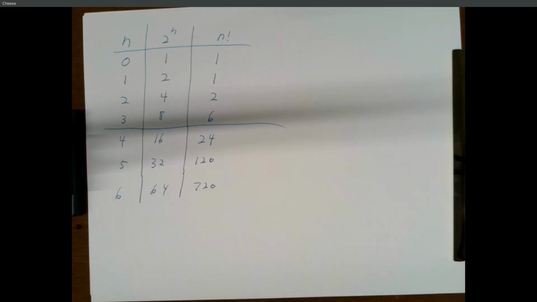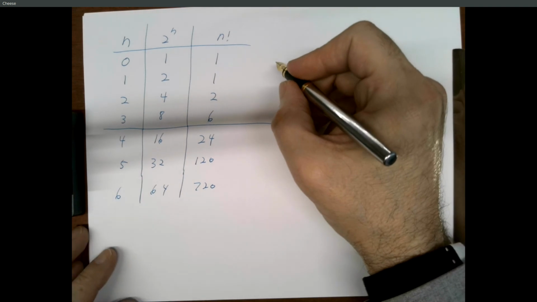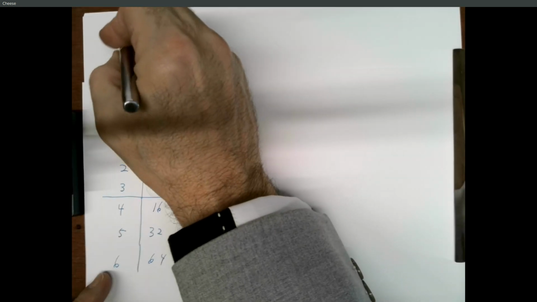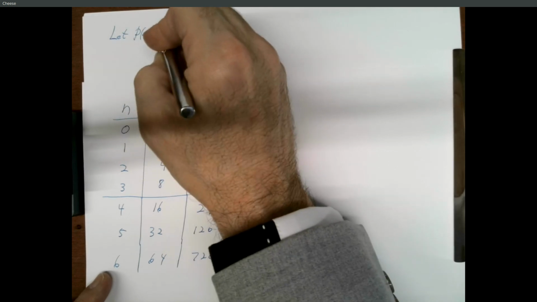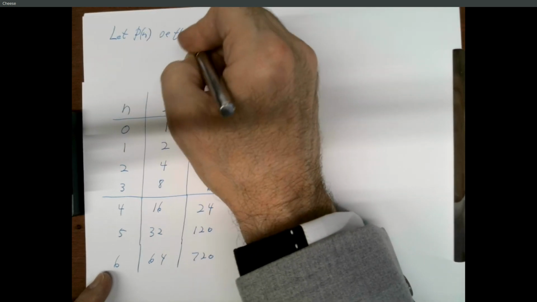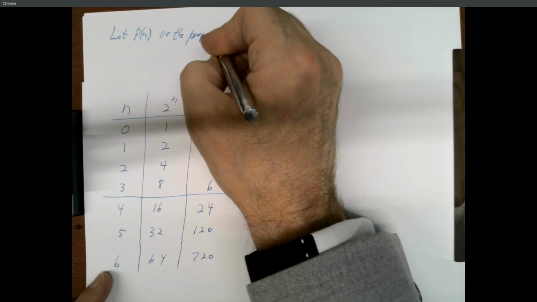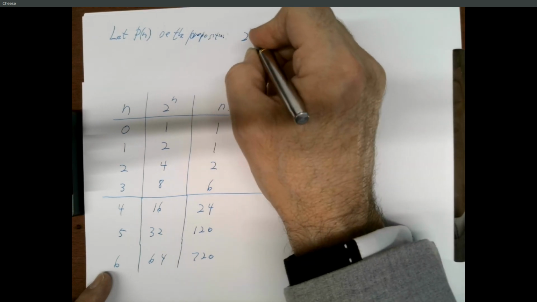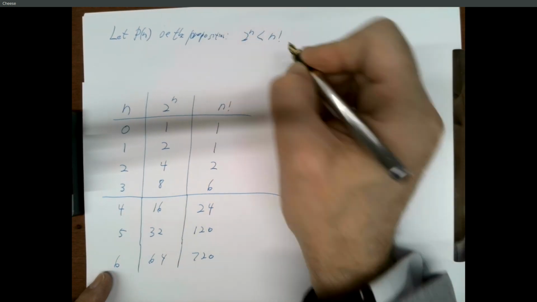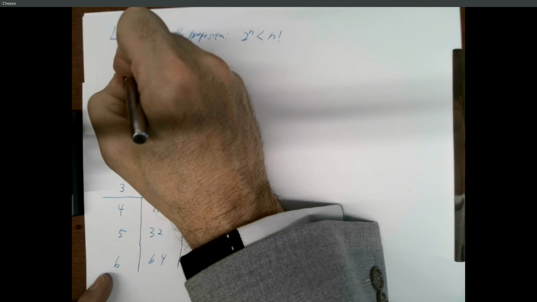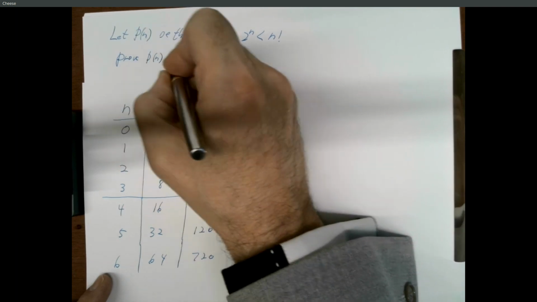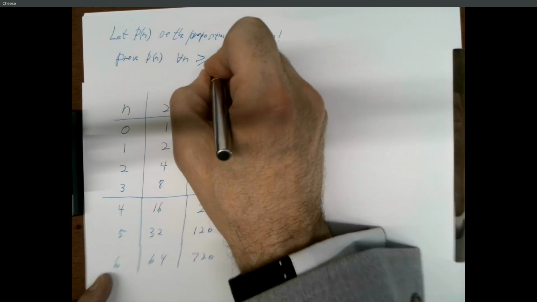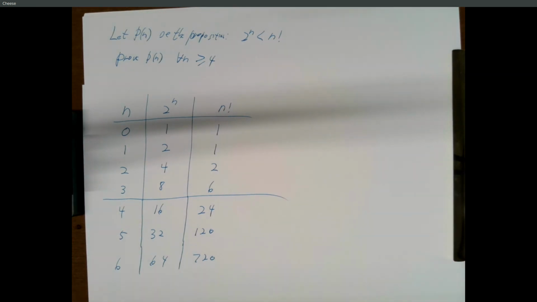So we can state a proposition. Let P of n be the proposition which says 2 to the n is less than n factorial. And we can claim that P of n is true for all n bigger than or equal to 4. And we'd like to prove that. And it certainly seems to be true.